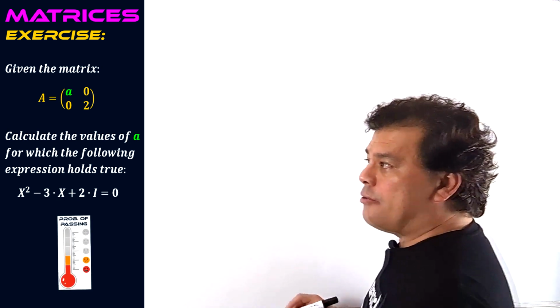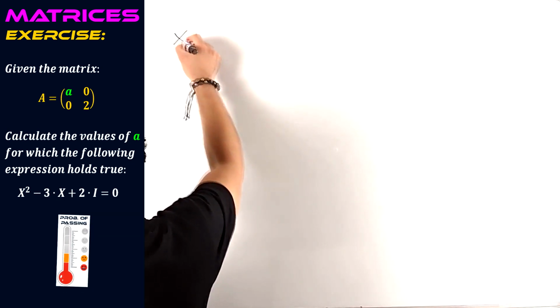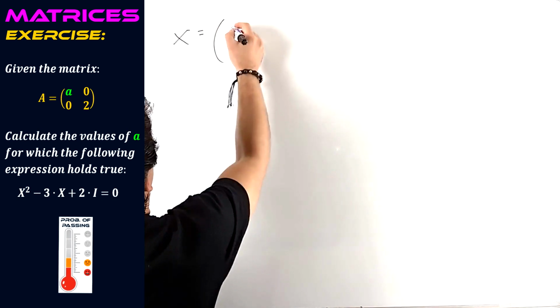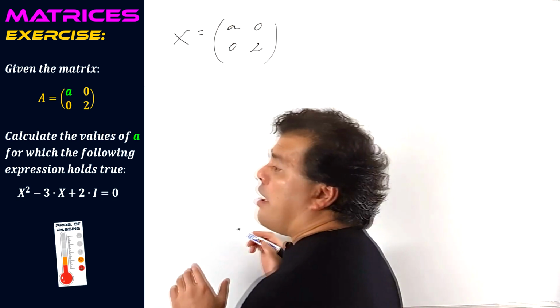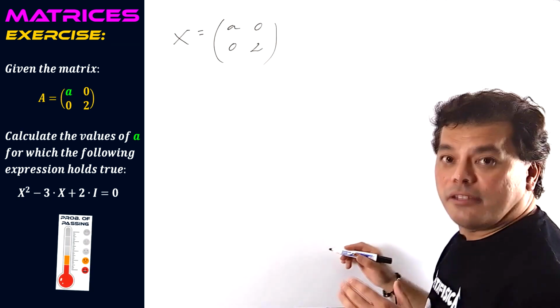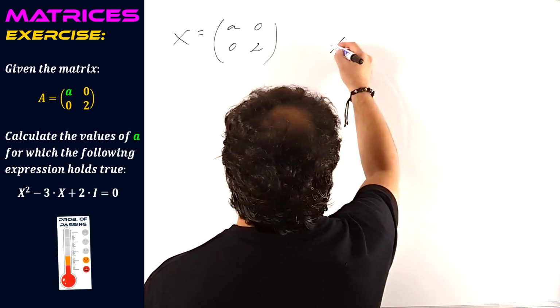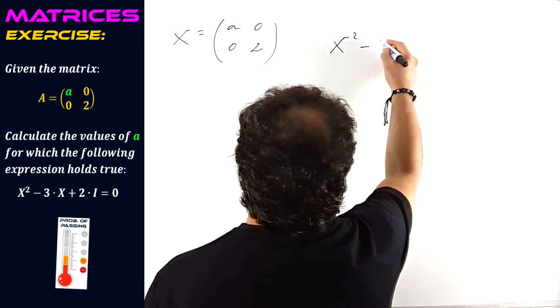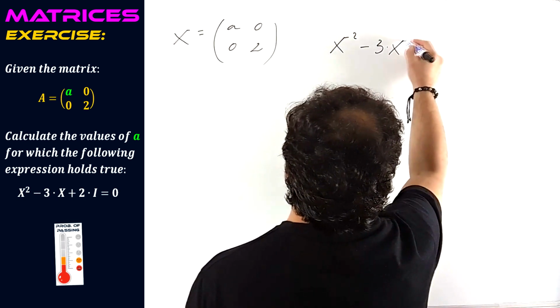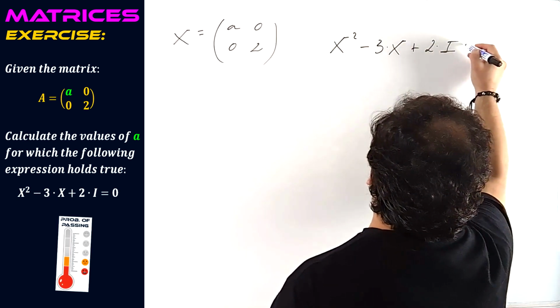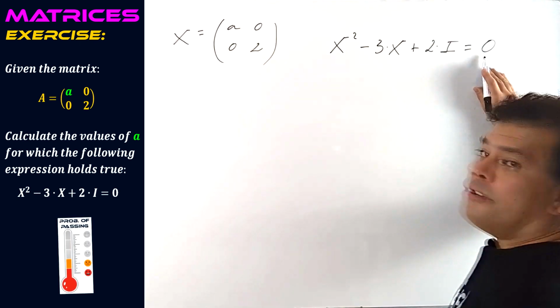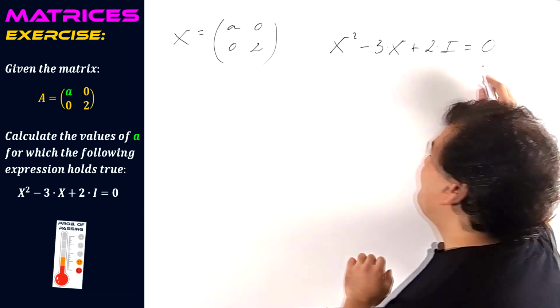First, let's copy the matrix. X equals A, 0, 0, 2. And now, let's copy the expression we need to satisfy. X squared minus 3 times matrix X plus 2 times the identity matrix equals the order 2 null matrix.